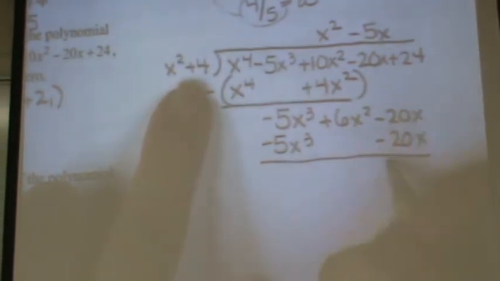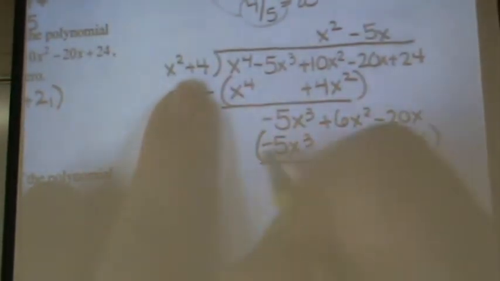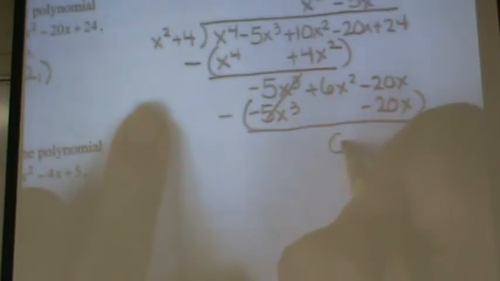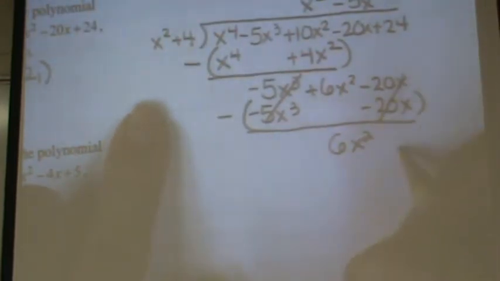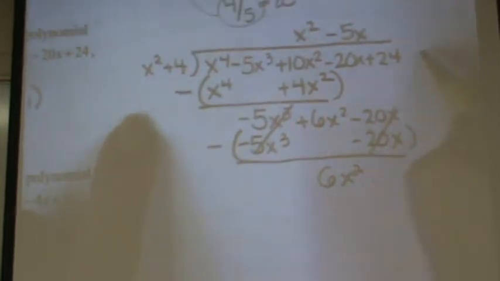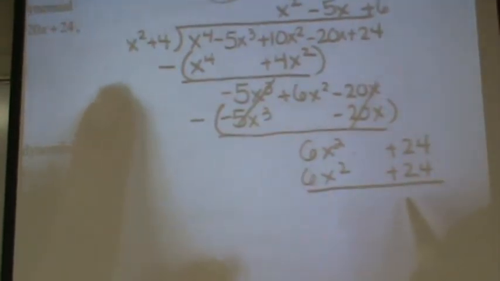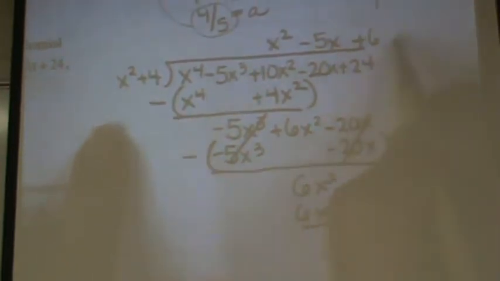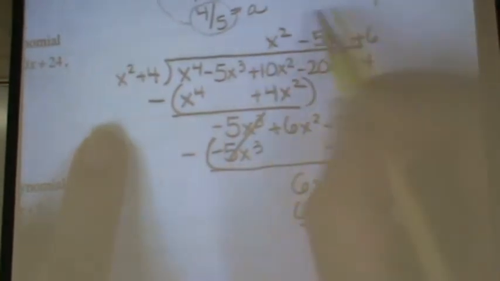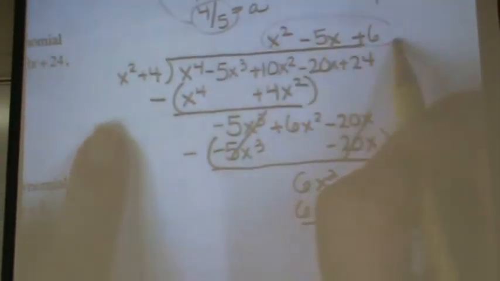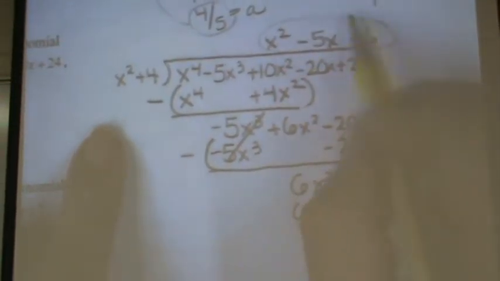Notice how I line everything up? Now when you subtract this, these are going to cancel. You get 6x squared, these are going to cancel, and then bring down plus 24. Now we need a 6, right? 6 times x squared is 6x squared plus 24, and guess what happened? We got a 0 remainder. So what does this tell us right here? That there's 2 more zeros hidden in this polynomial.